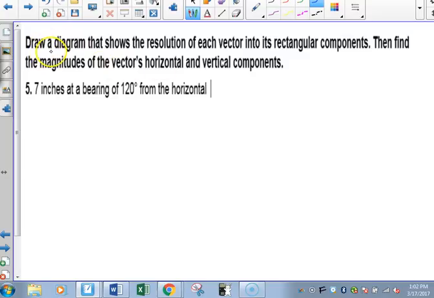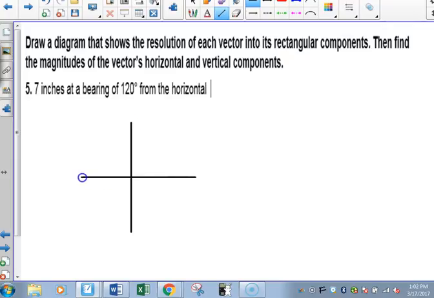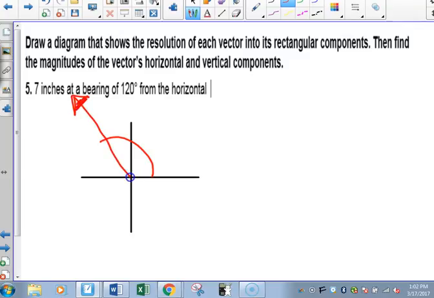All right. Draw a diagram that shows the resolution of each vector into its rectangular components, then find the magnitudes of the vertical and horizontal components. So this is just combining what we just did. Okay. This one's from the horizontal. So we're supposed to go 7 inches at a bearing of 120 degrees from the horizontal. That seemed pretty good.